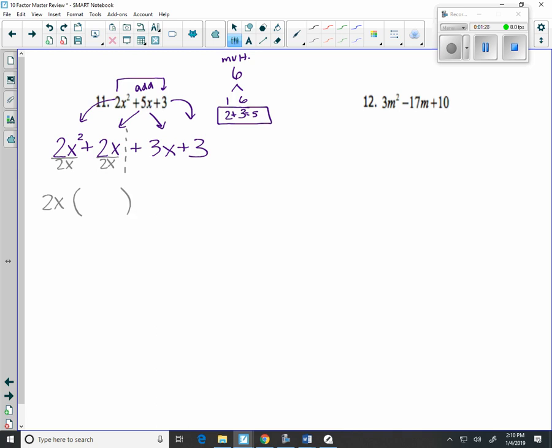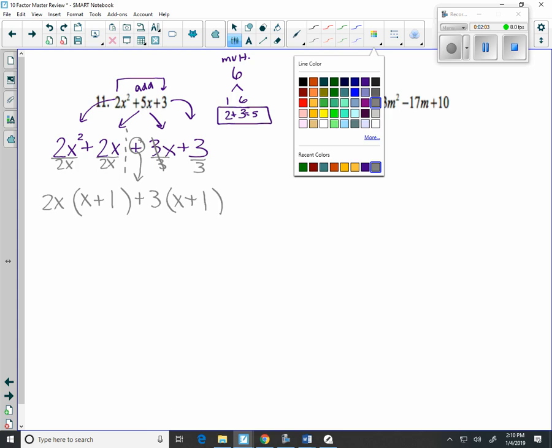2x squared divided by x, all I'm left with there is a single x. 2x divided by x is really tempting to write 0 here, but you need a placeholder. 2x divided by x is 1. We're always going to bring down that middle plus or minus. And then 3x and 3 both have 3 in common. Again, 3 divided by 3 is 1. You have to have that placeholder that's 1.